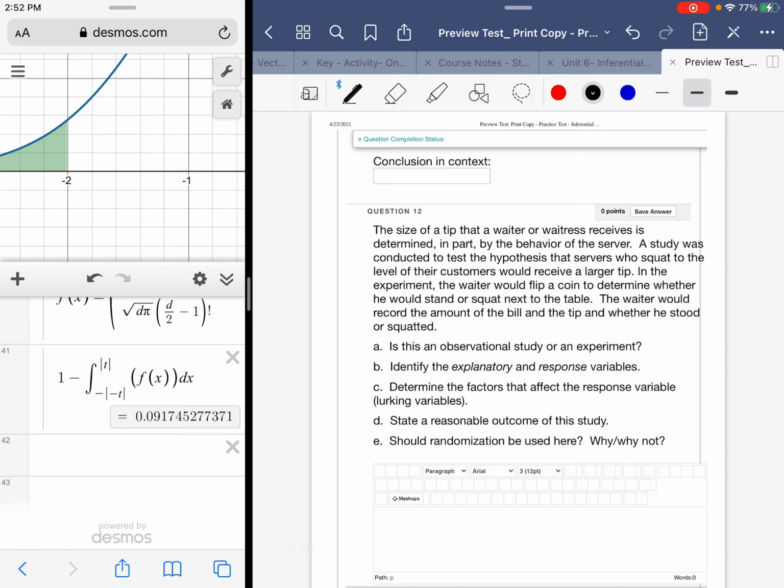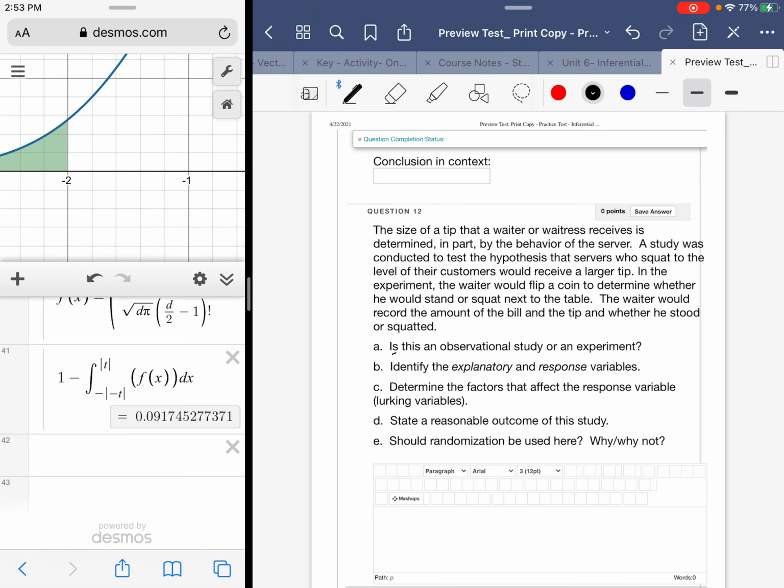Number 12. The size of a tip that a waiter or waitress receives is determined in part by the behavior of the server. A study was conducted to test the hypothesis that servers who squat to the level of their customers would receive a larger tip. In the experiment, the waiter would flip a coin to determine whether he would stand or squat next to the table. The waiter would record the amount of the bill and the tip, and whether he stood or squatted. Would this be an observational study or an experiment?